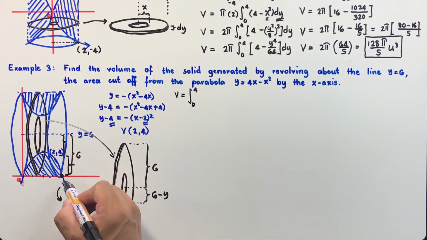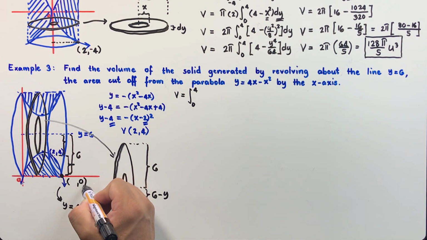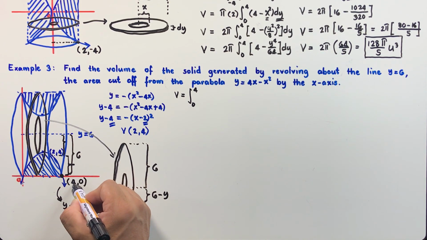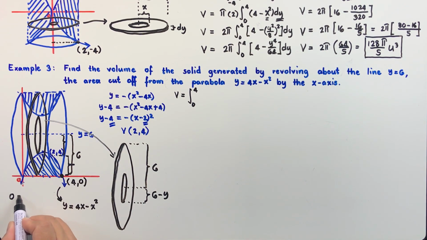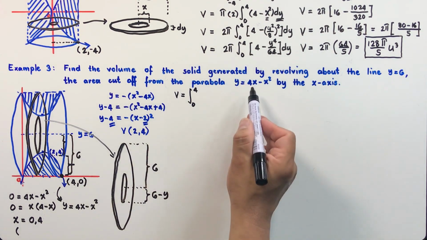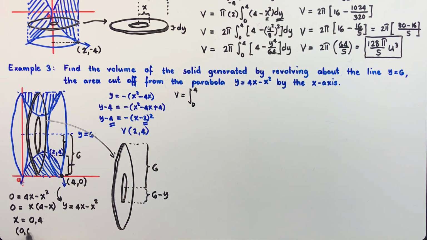And how do I know that this is 4? Because when your y is 0, our x is 4. How do I know it's 4? Because when your y is 0, we can solve for our x by factoring x here. So this is x times 4 minus x. Equating each factor to 0, we have 0 and 4. So when your x is 0 here, the y is 0. And also when your x is 4, the y also is 0.